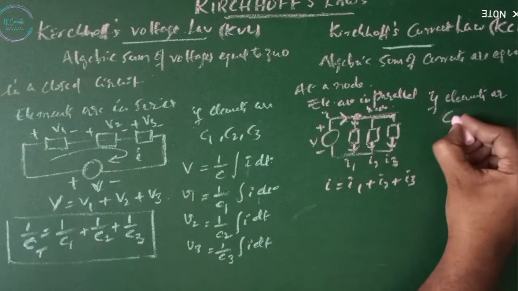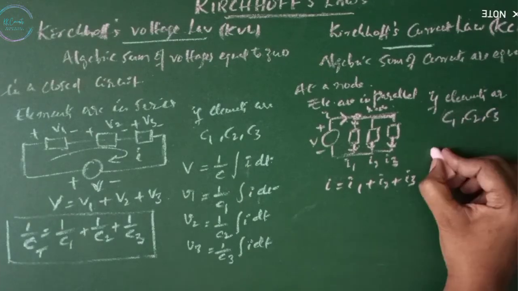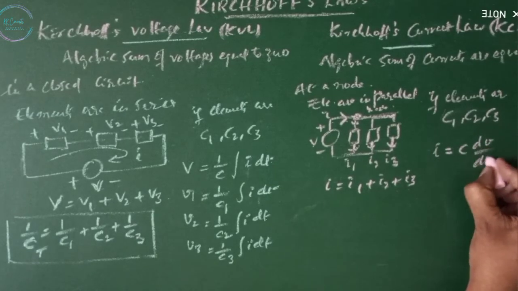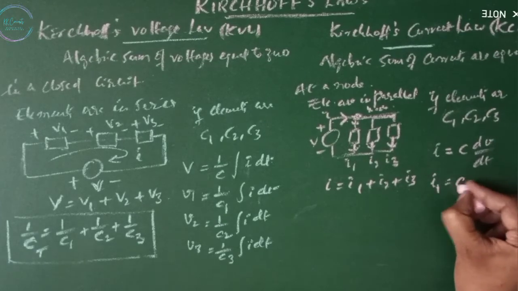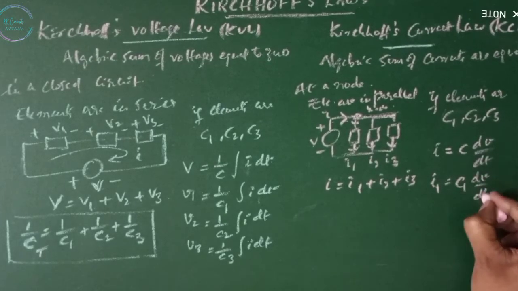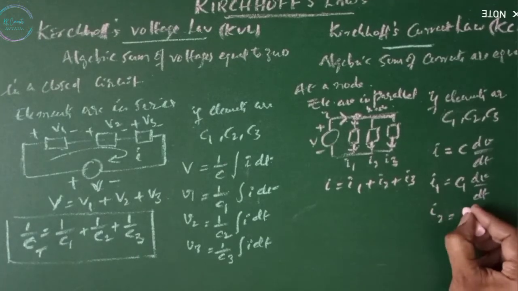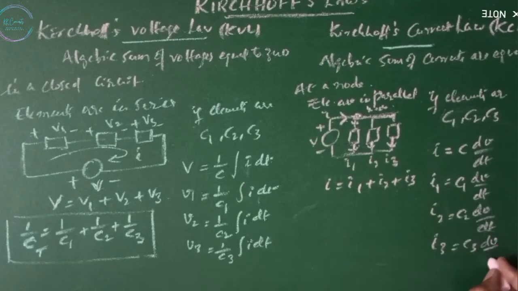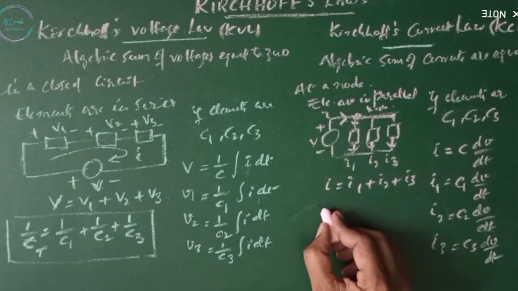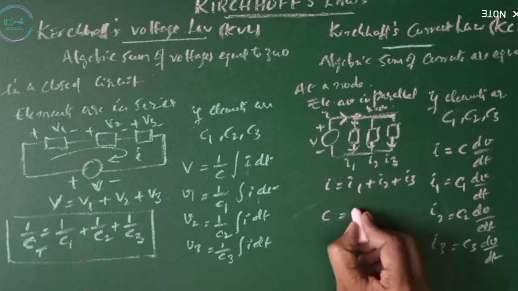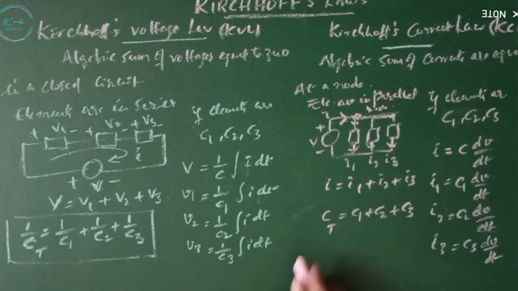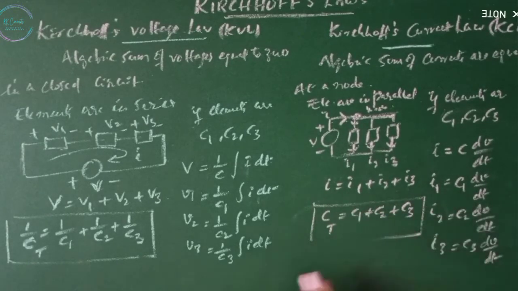Here, if the elements are capacitors C1, C2 and C3, current is given by C dV by dt. Then I1 is given by C1 dV by dt, I2 is given by C2 dV by dt, and I3 is given by C3 dV by dt. Substituting this, you are going to get C equals C1 plus C2 plus C3. This is nothing but the total capacitance of a parallel circuit having capacitors C1, C2, C3.